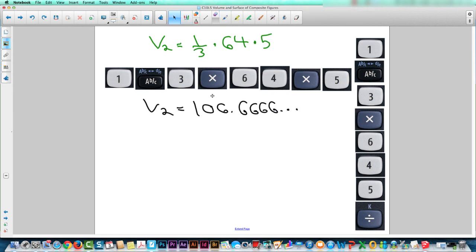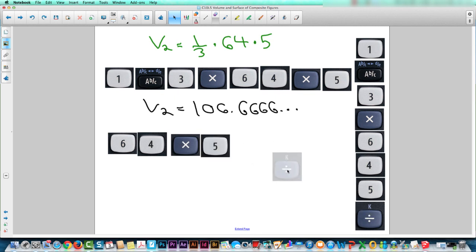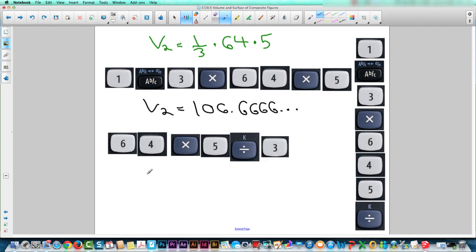Now I prefer another way. I like to do 64 times 5 and then divide by 3, because multiplying by a third gets me the same answer as dividing by 3. So here's how I type on the calculator. 64 times 5 and then divide by 3, and I'll get the same answer. I find it to be a little bit less work, but I'm not done yet.